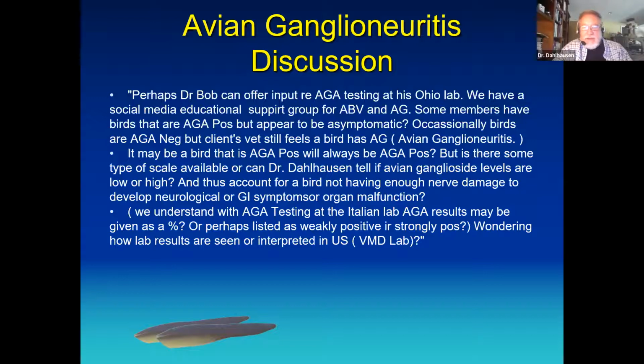We understand the Italian lab results may be given as a percentage. Can we do that as weekly, where I can tell if it's weak positive or strong positive? We can categorize it that way. We're working on a scale right now with it. But again, it's a matter of putting all this data in the computer and then putting the graphs up, and the interpretation.